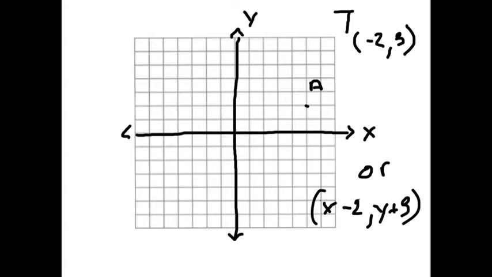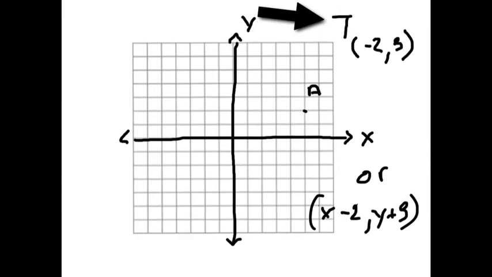So you can see that there are a couple of different ways that you can write a translation. If you see the T and then a subscript of -2, 3, it means the -2 is the x movement and the 3 is the y movement, because we know that the first number in an ordered pair is the x and the second number is the y. So the -2 will be applied to the x and the 3 will be applied to the y when we move the point A in the coordinate plane.